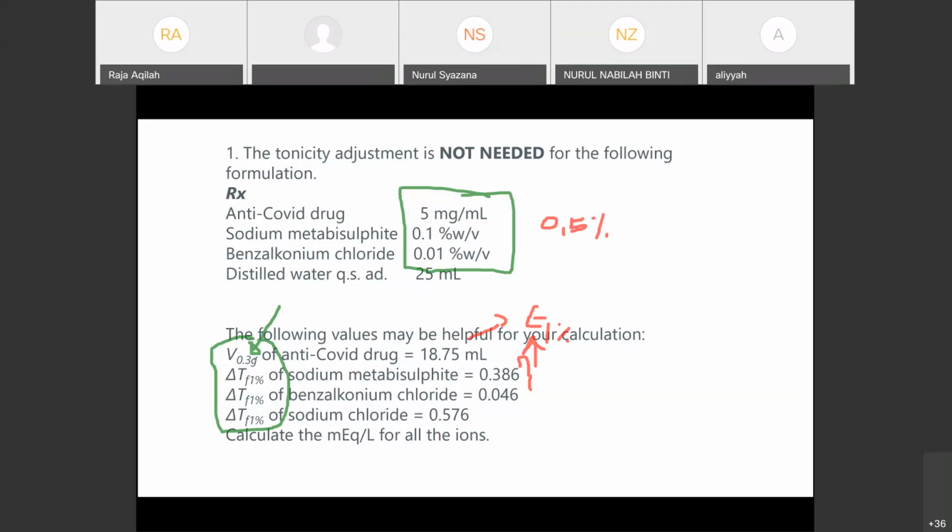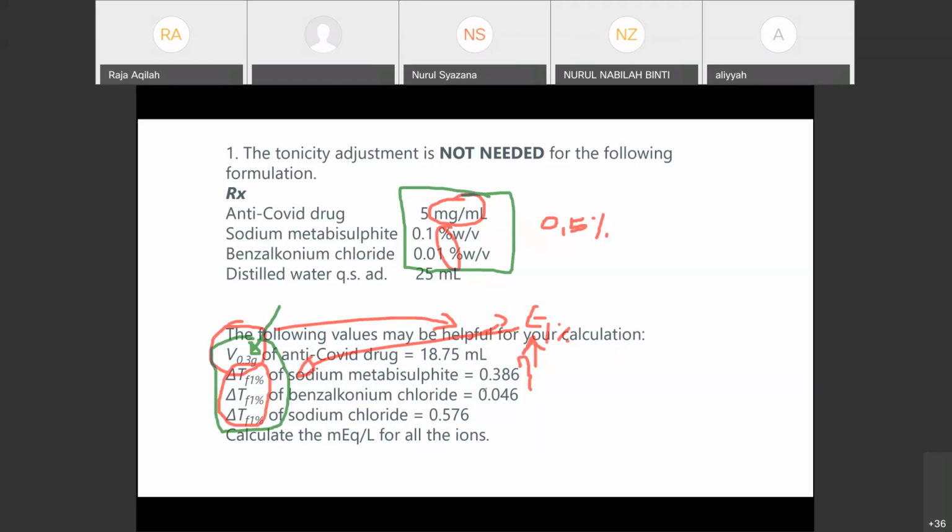Since most of them appear as delta TF 1%, you might as well change the V 0.3: convert using the Sprowls method to E1%, and then convert into delta T 1%. Once you get the delta T 1%, you have to convert it again into the standard unit for the freezing point depression method, which is percentage. The two ingredients here are already in percentage. And for things like benzalkonium chloride, it's a preservative in a small amount, so probably you can also ignore it.